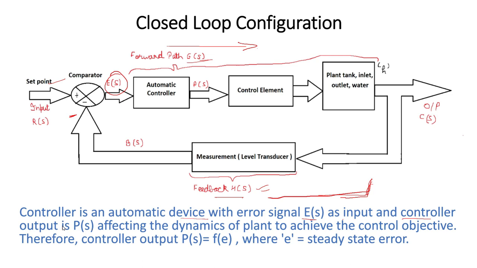And the controller output is P(s). This is your P(s), and it is affecting the dynamics of the plant. See, through the control element, it is affecting the dynamics, meaning the plant tank height, to achieve the control objective, which was to maintain height h. Therefore, controller output P(s) is a function of E, and E is what? Steady state error. We will understand the concept of steady state error in further lectures.